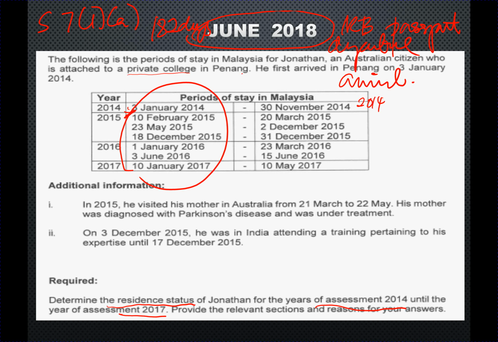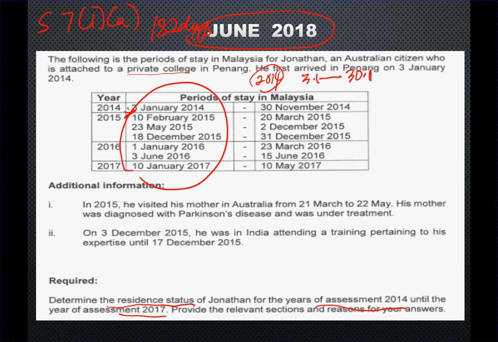Period of stay dia awak akan tulis macam mana? 3 Januari. Awak akan tulis macam ni. Ikut dalam format yang saya buat tadi ya. Okey, YA 2014. Lepas tu period of stay dia awak akan buat 3 Januari sehingga berapa? 30 November. 3 Januari hingga ni 30 November.